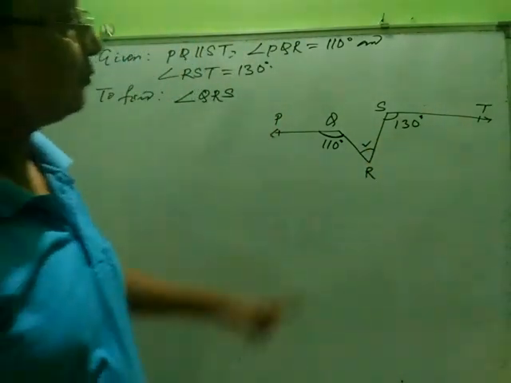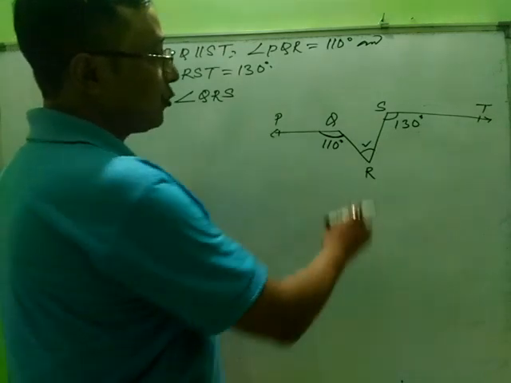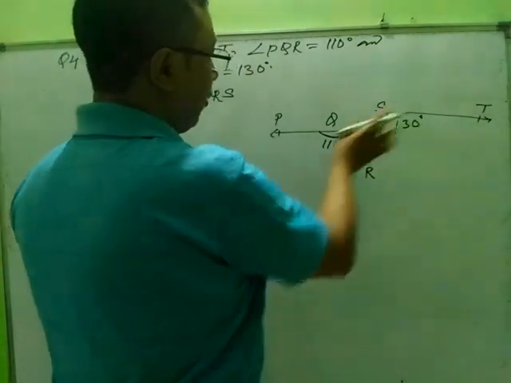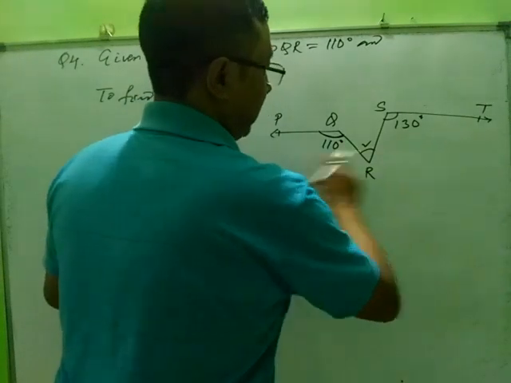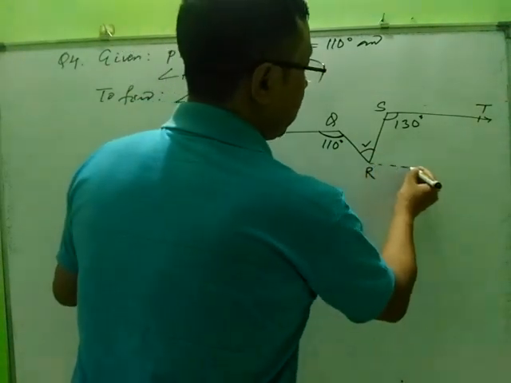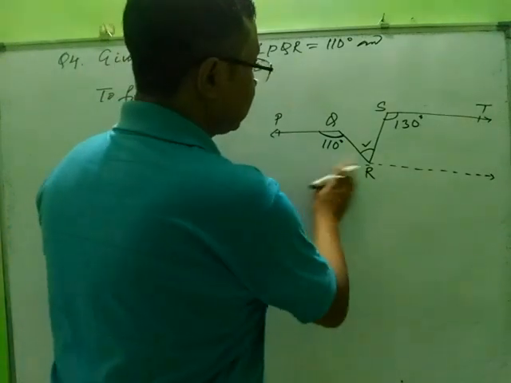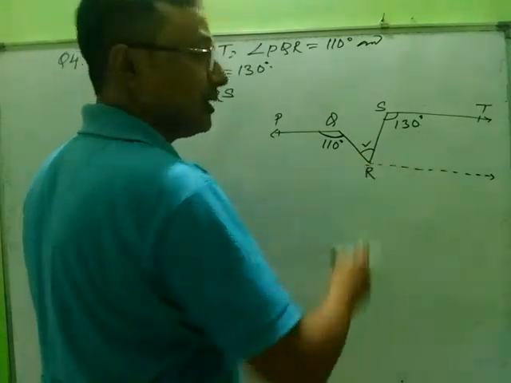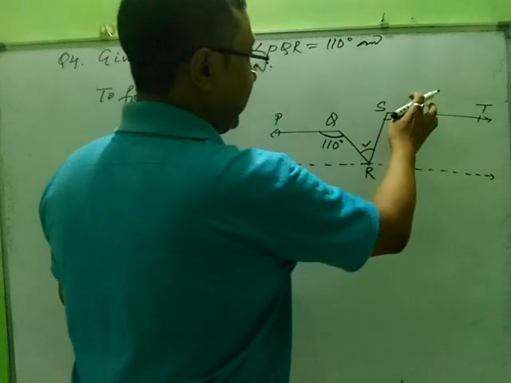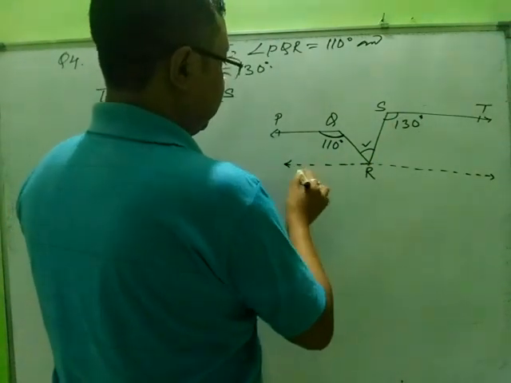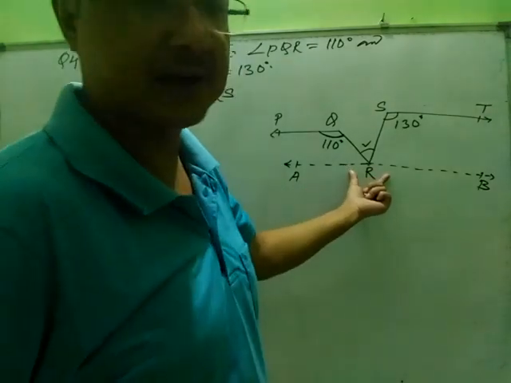Now to get this angle, you will do some construction. You can draw a line through R parallel to ST, or you can draw it parallel to PQ. You can just extend it this way or this way, so both ways you can do. Here, let us take the line this way. So through R, you draw a line parallel to ST. Say this is A, this is B. This is the construction you have done.